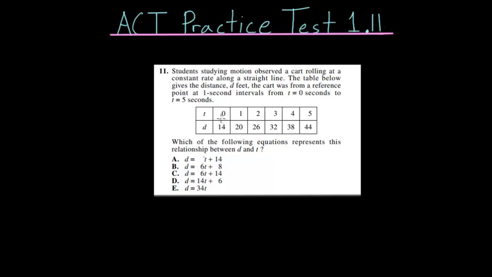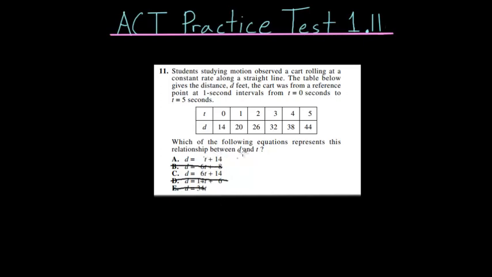To start, let's look at our table here, and notice that when t is equal to 0, the distance is 14. In all of these equations, if I plug in t equals 0, that would make this whole term vanish, since 6 times 0 is 0. So when t is equal to 0, all of these would go away, and we're saying the distance should be 14. That leaves us with choice A and choice C. The other ones we can just cross out.